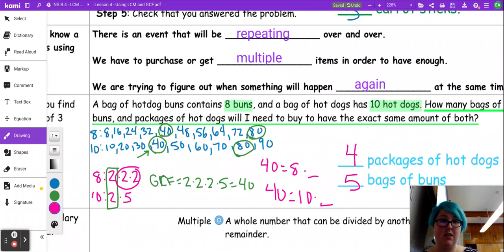So double check our work. 4 times 10 hot dogs is 40. 5 times 8 buns is 40. We've gotten the same thing.